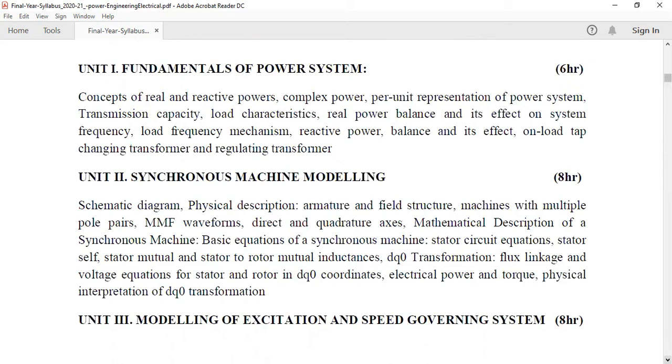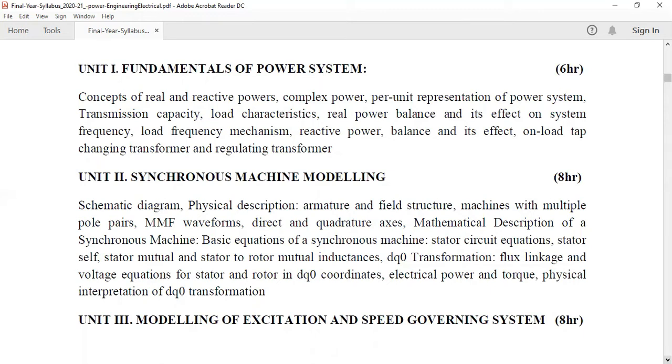As well, we will see the load frequency mechanism, meaning the relationship between load and frequency. Then reactive power, its impact, and how to balance the reactive power in the system. Also, we will see the on-load tap changing transformer and regulating transformer to regulate or control the reactive power. So all these fundamental concepts we will see in the first unit.